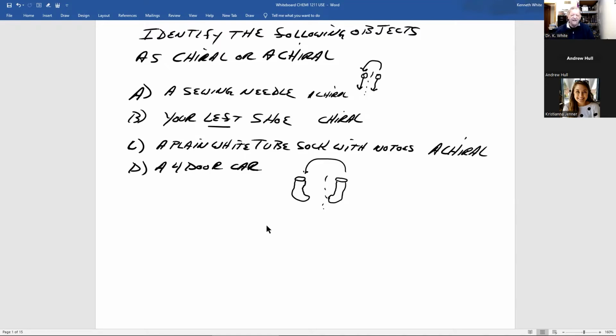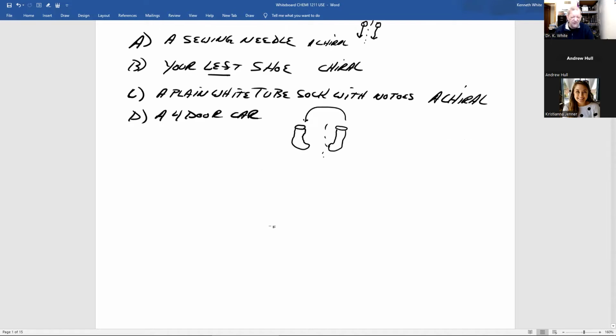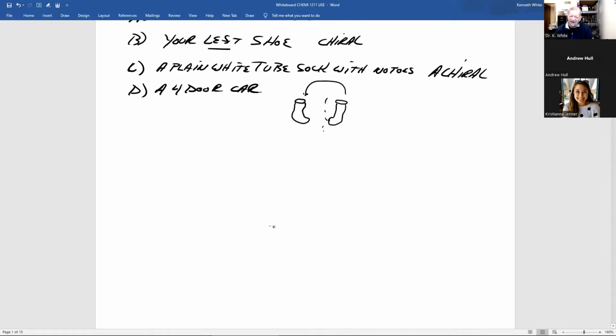If you think about it, if you have plain white tube socks with no toes, you can put that on either one of your feet. Now, if you have the toes, that makes it chiral, but I wouldn't put that on chest. Now for the piece de resistance. And again, don't laugh so hard you hurt yourself.